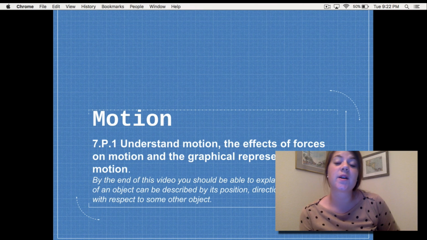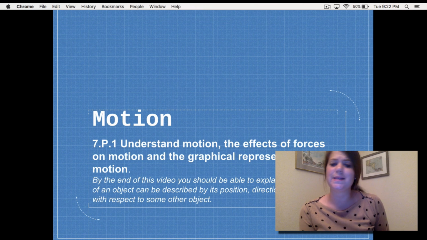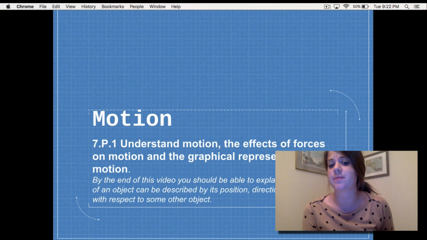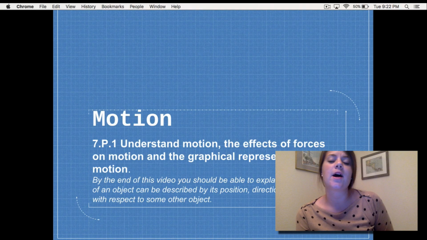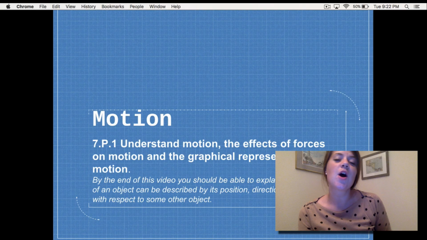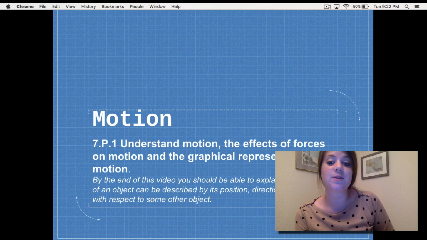In this video, we're going to talk about motion. What is motion? How do we describe if something is moving, as well as speed and velocity and acceleration and all of that grand stuff. So by the end of this video, you should be able to explain how the motion of an object can be described by its position, its direction, and speed in respect to other objects.